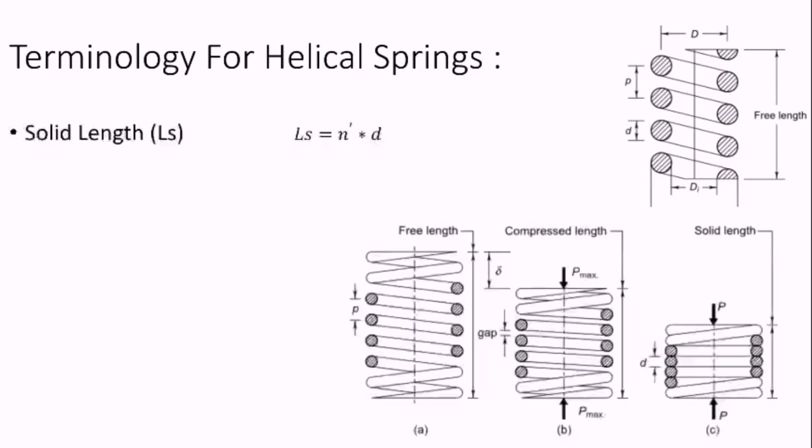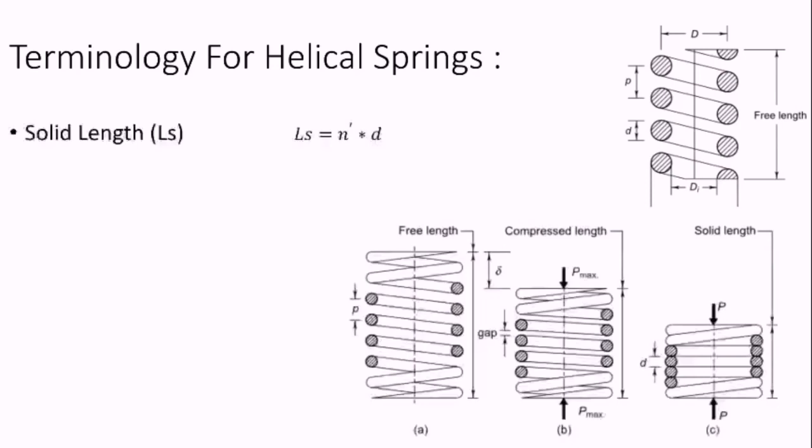Compressed length. Compressed length is defined as the axial length of the spring which is subjected to maximum compressive force. In this case, the spring is subjected to maximum deflection delta. When the spring is subjected to maximum force, there should be some gap or clearance between the adjacent coils. The gap is essential to prevent the clashing of the coils.